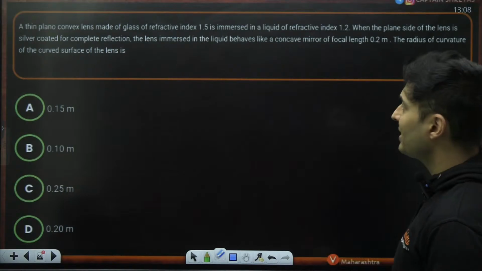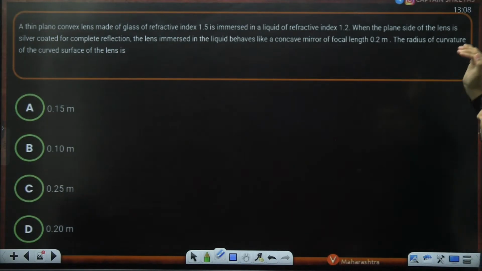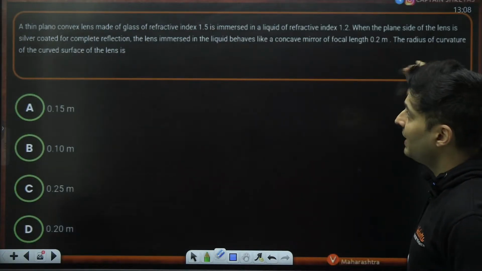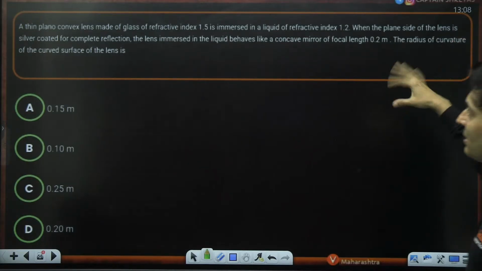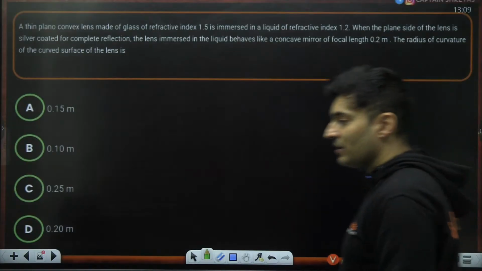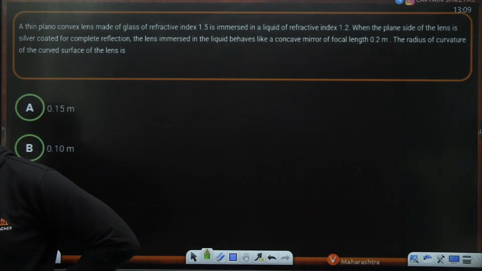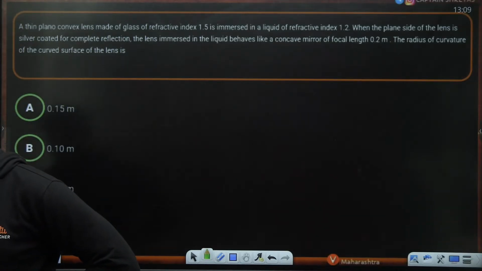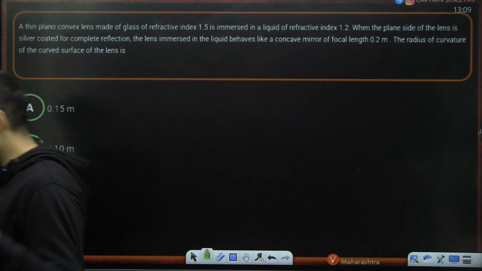A thin plano convex lens made of glass, refractive index 1.5, liquid 1.2, plane side is silver coated. For complete reflection, the lens is immersed in the liquid and behaves like a concave mirror of focal length 0.2. What is the radius of curvature of the curved surface of the lens? Beautiful question. Read the question again. The entire setup is immersed inside the liquid. You have to be very, very careful.